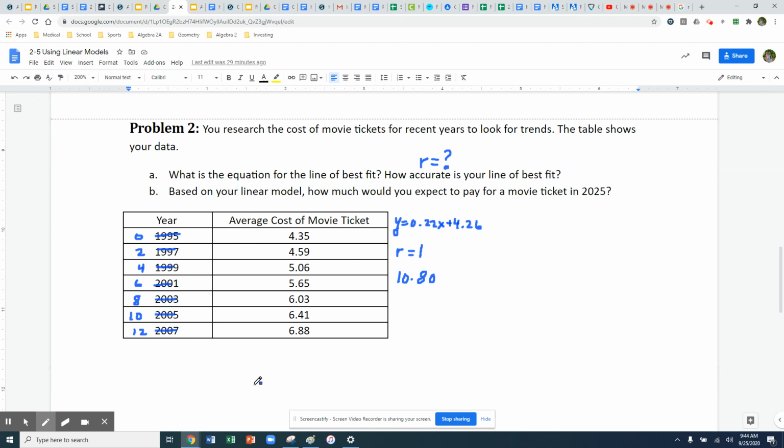So there is our lesson 2.5, in which we start learning how to use the calculators and then some of the advanced things with calculators that will be helpful later on in your math careers. But that is lesson 2.5 with our learning target of finding the line of best fit.